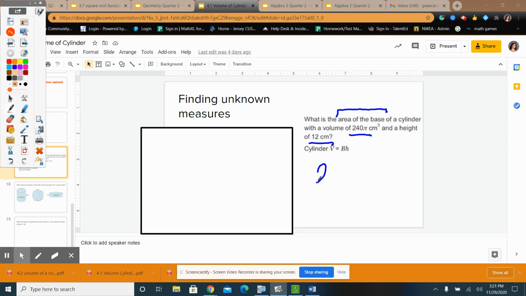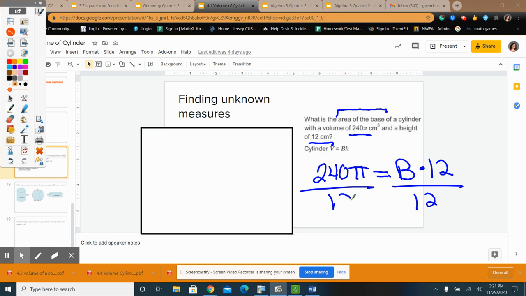We know the volume is 240 pi. We don't know what the area of the base is. That's what they're asking me for, big B, times the height, which is 12. We can find what big B is by getting it by itself. How do we undo multiplying? Well, you all remember that's dividing by 12. So if we divide both sides by 12, some of you might get confused because you're like, wait, what do I do with this pi? We're just going to hold on to it. We'll just leave the pi in our answer, and all you'll have to do is take 240 divided by 12, and you'll get 20 pi for the area of the base.